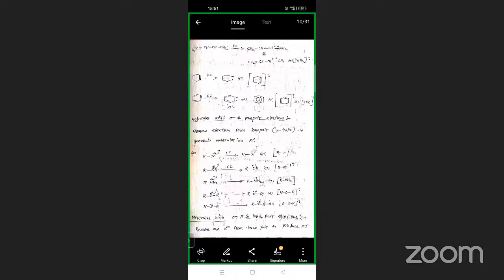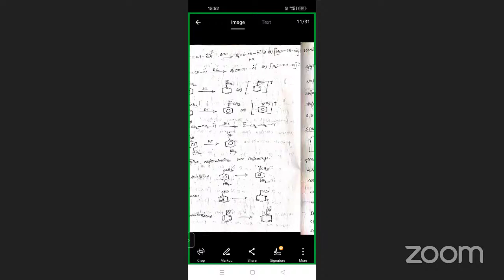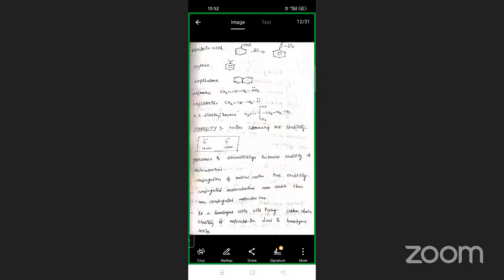And for a molecule with sigma, pi, and lone pair electrons, in that case you have to remove the electron from the lone pair. That's all. So all these are the preferences for removing electrons when the compound carries only sigma electrons, pi electrons, sigma and pi electrons, or sigma, pi and n electrons.